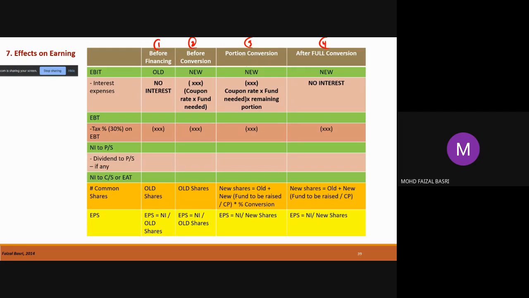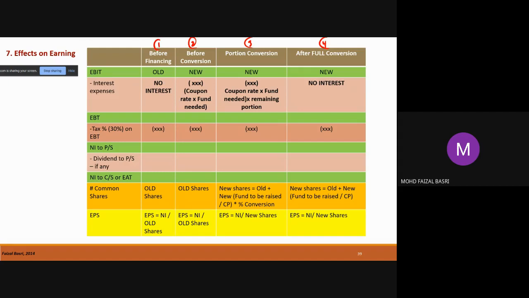The third scenario, portion ataupun partial conversion. So when we said partial conversion, bermaksud akan ada separuh shareholders akan remain as bondholders and some dah convert into shareholders. Okay, hence the name partial ataupun portion. Okay, so soalan akan mention lah berapa persen yang convert.